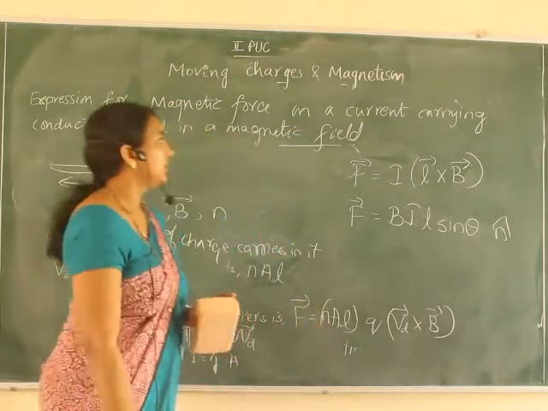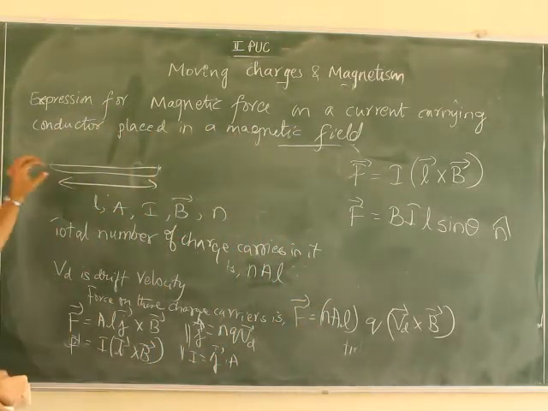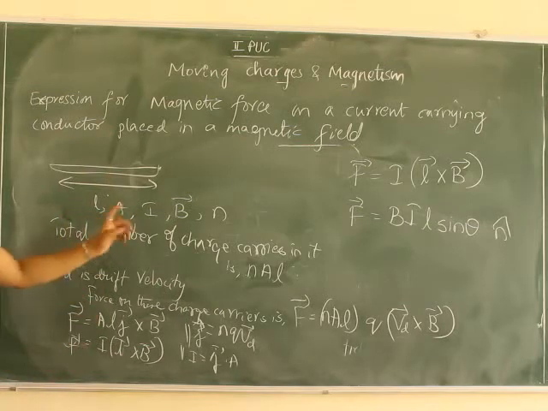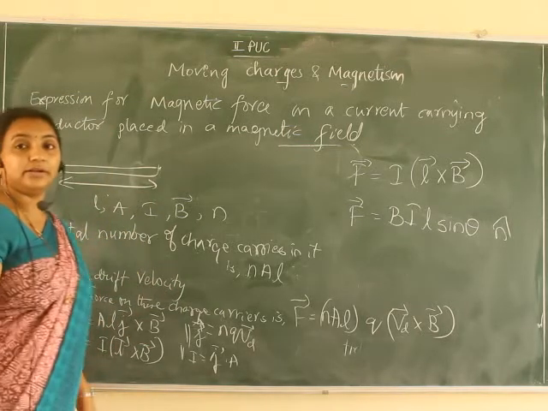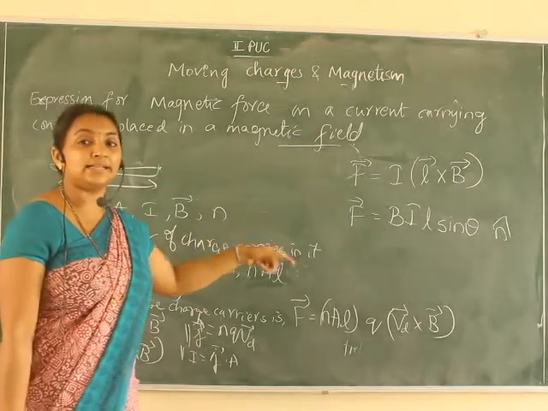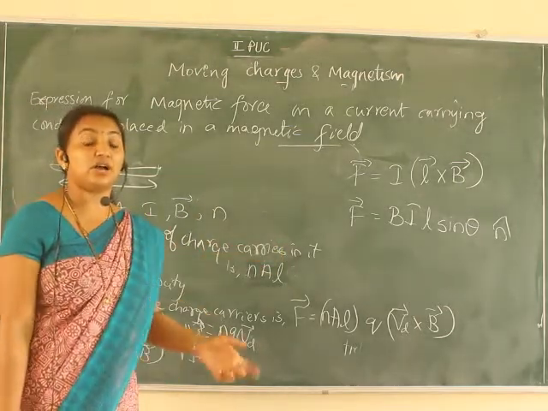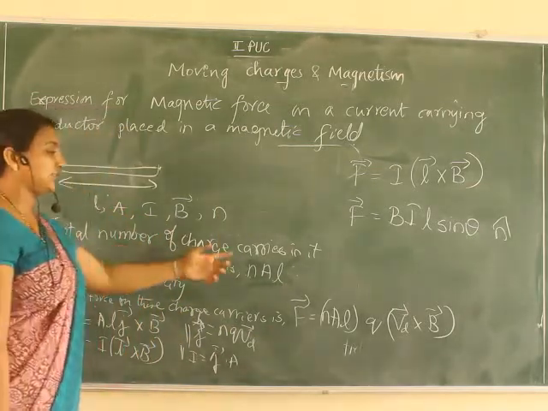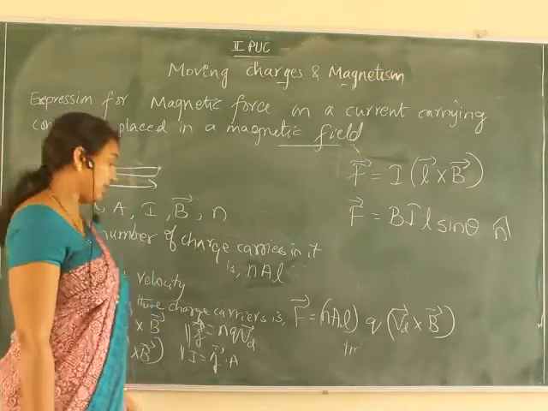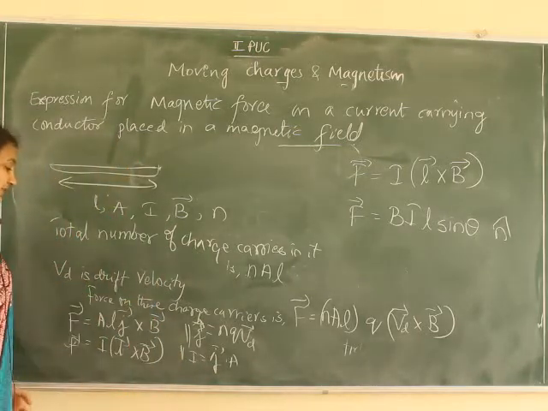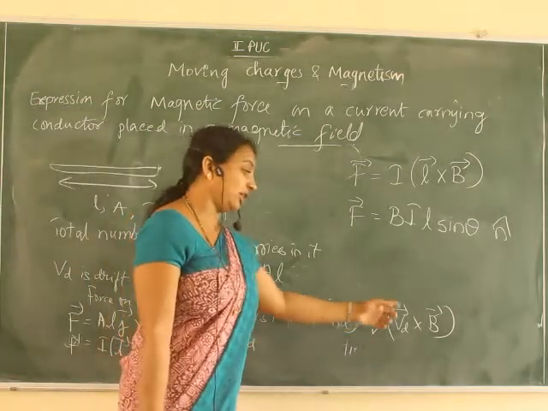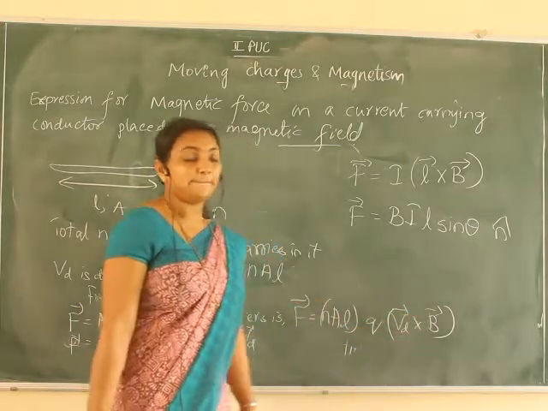Correct? What we have done: let us consider a current carrying rod of length L, area of cross section A, current I, magnetic field B. If n is the number density, or number of charge carriers per unit volume, then the total number of charge carriers in it is NAL. If Vd is the drift velocity, then the force on these charge carriers is NAL into Q into Vd cross B vector.